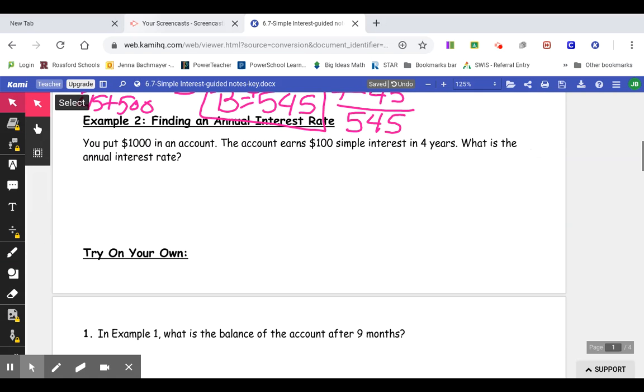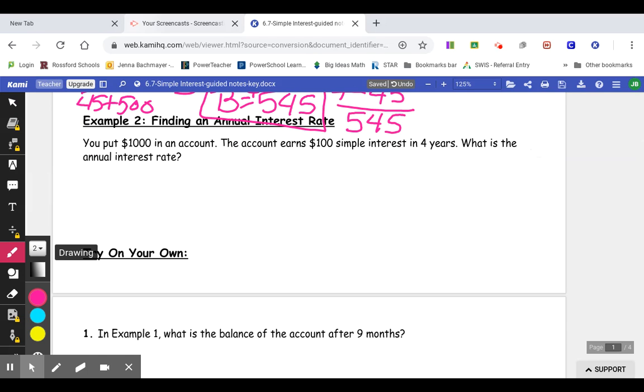Okay, let's take a look at example 2. You put $1,000 in an account. The account earns $100 in simple interest in 4 years. What is the annual interest rate? So again, I'm going to start with my I equals PRT. It says you put $1,000 in the account. That's what you start with. So that's our principal. So I'm going to put that right underneath the P.